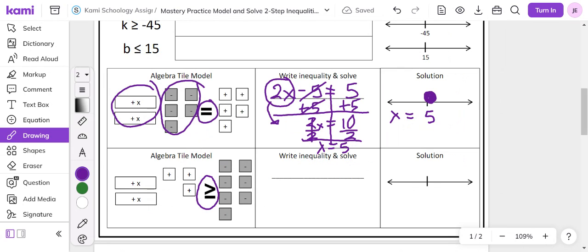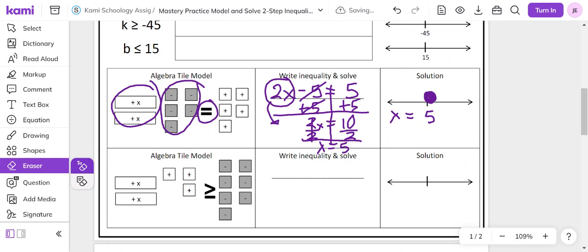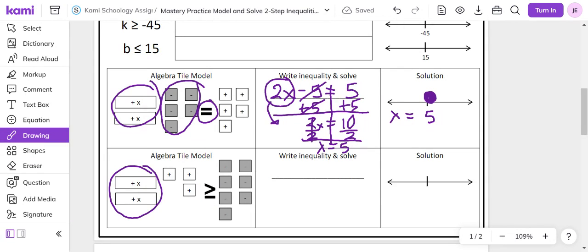All right, now we're going to look at the model for the inequality. We have a comparison where something on the left side is greater than or equal to what's on the right side. Well, let's write the inequality. So we have 2x plus 3 positives. And now we bring our comparison symbol over here, greater than or equal to. And it looks like we have 1, 2, 3, 4, 5, 6, 7 negatives.